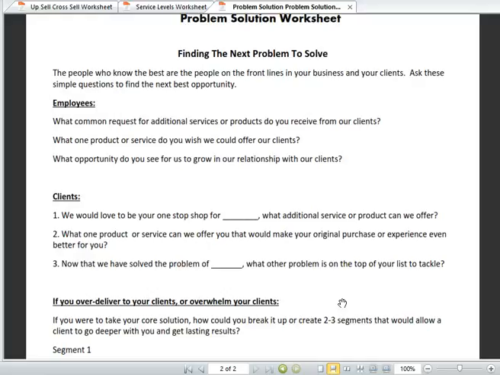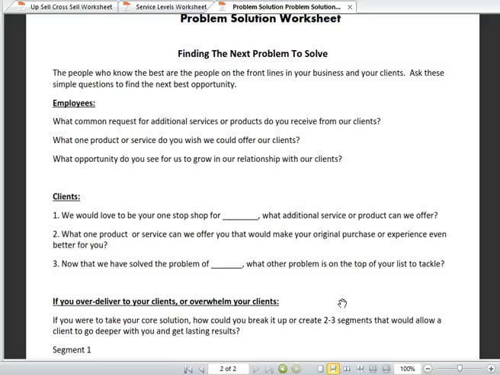Now, the reason why we bring your employees into play here is because they really know your clients the best. If they are the front line, or whoever is the front line knows these things and maybe has just not felt empowered to bring them up. So we want to offer them the opportunity to say, what are our common requests? What product or service do you wish we could offer? Because a lot of times our employees have a very caring relationship with our clients. What do you wish we could offer them?